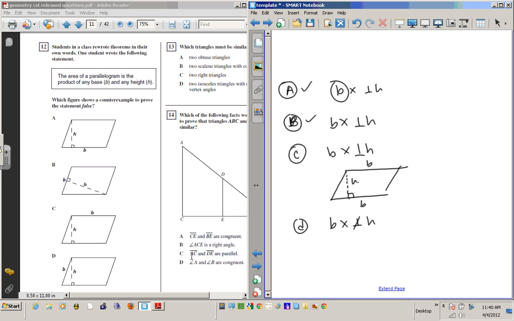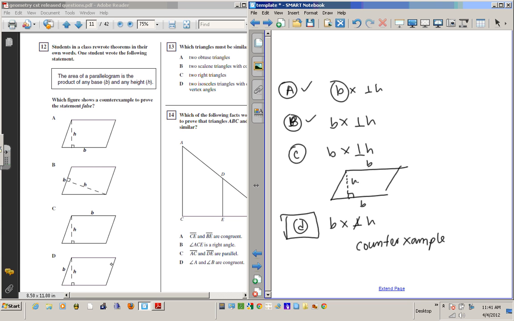So this is wrong. This is a counterexample because you're having a case where one of the heights is not actually the height you need. So any height is wrong here. So this is your answer. The answer is D because you don't have the perpendicular height.